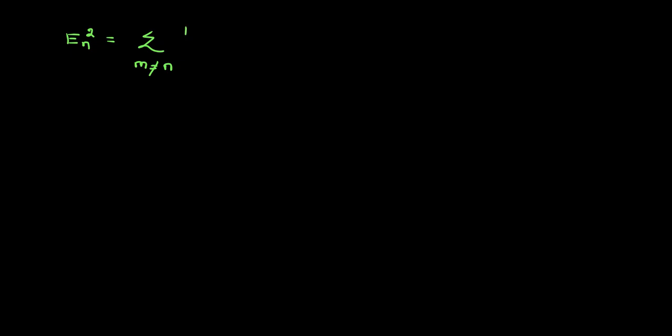So this is the most general formula. x_m^0 v x_n^0 squared, divided by E_n^0 minus E_m^0. Now this is very simple to evaluate.